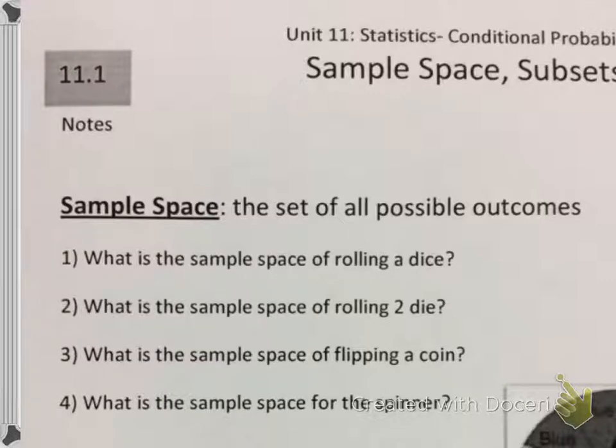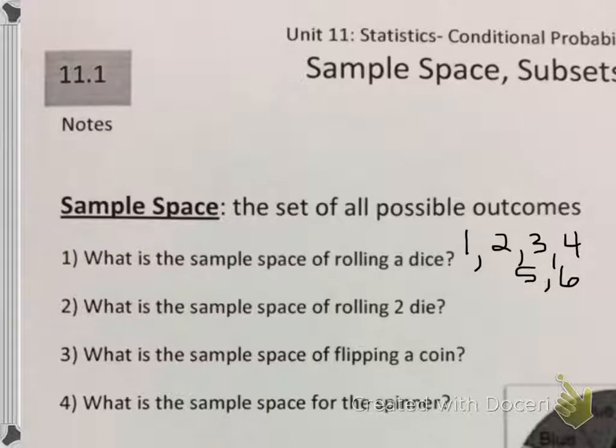So what I want to do is talk about what a sample space is. A sample space is every possible thing that could happen. So if we're going to talk about everything that could happen, what is the sample space of rolling a dice? Well, I could roll a number 1. I could roll a number 2. I could roll a number 3, a 4, a 5, or a 6. Those are the things that could happen on a dice. So that would be called my sample space.